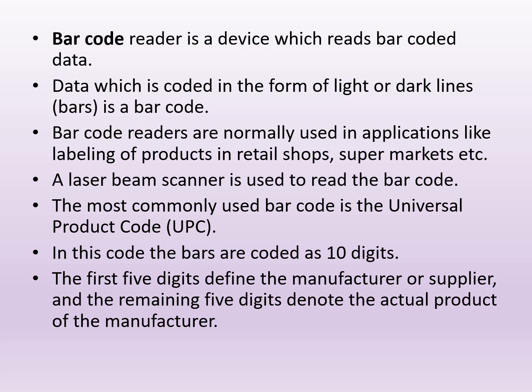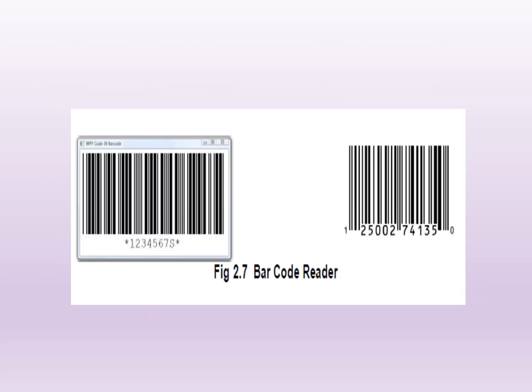The most commonly used barcode is the Universal Product Code. In this code, the bars are coded as 10 digits. The first 5 digits define the manufacturer or supplier, and the remaining 5 digits denote the actual product of the manufacturer. So this is the figure that is representing the barcode reader.